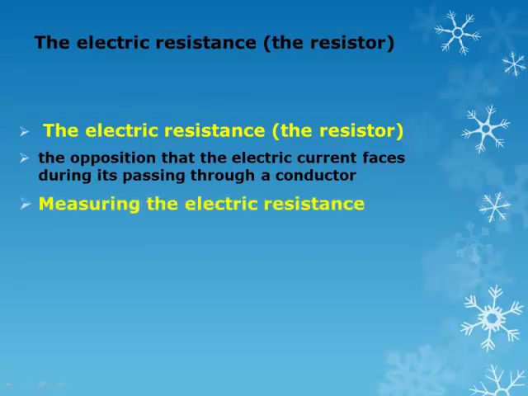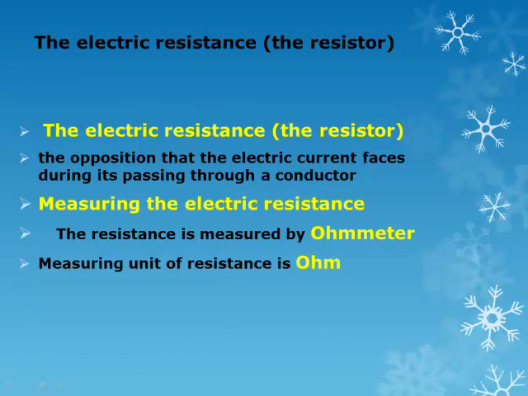Number one, the device which is used to measure the resistance is called an ohmmeter, but the measuring unit is called ohm. And remember that electric current intensity is measured by an ammeter and the measuring unit is ampere. Potential difference is measured by a voltmeter and the measuring unit is volt. And the electric resistance is measured by an ohmmeter and the measuring unit is ohm.